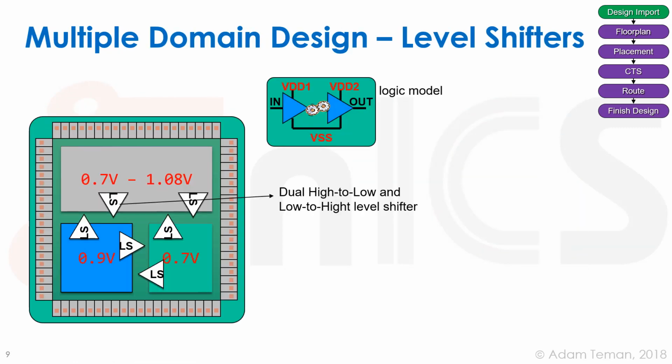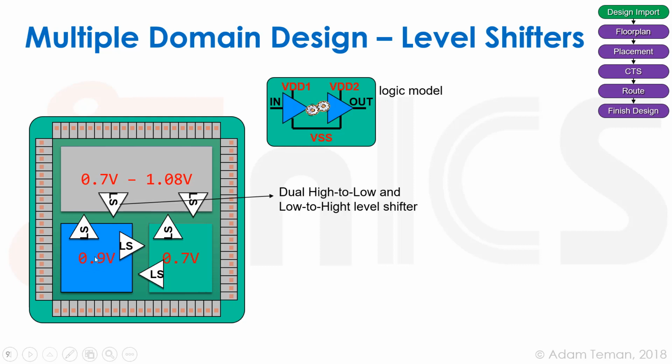Level shifters. We may have a power domain scheme such as this. So we have this domain which works at 0.7 volts, and this domain works at 0.9 volts. This domain is really complex. We can power it at 0.7 volts or at 1.08 volts, or maybe even move in between them. That makes our life a bit more complex than usual.